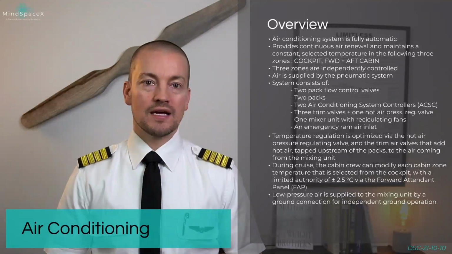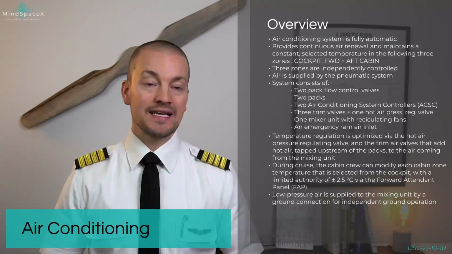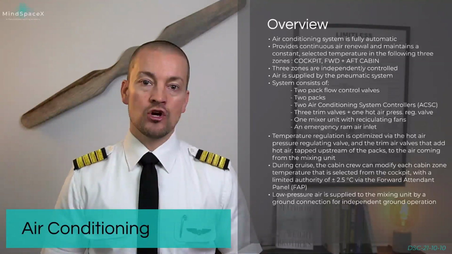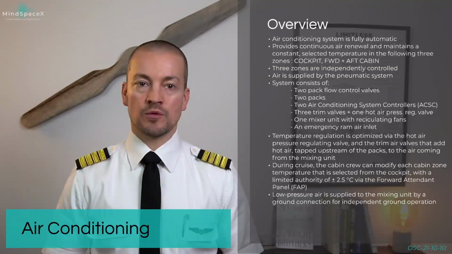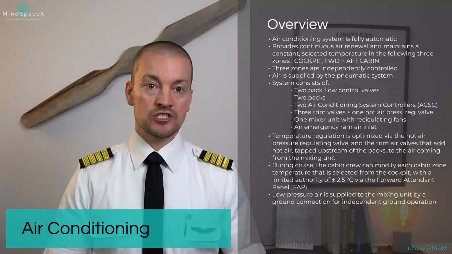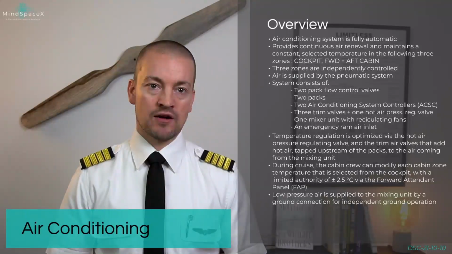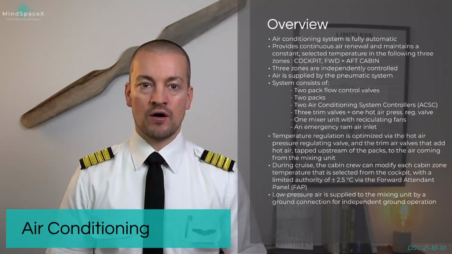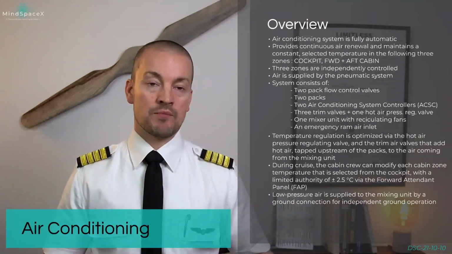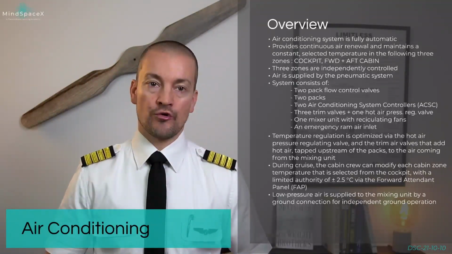On the ground, the aircraft can become independent in terms of bleed air by using a low pressure ground air unit. This unit will supply pre-conditioned air-conditioned air to the mixer unit directly into the 3 zones in the aircraft. This is ideal if we're running an aircraft on the ground, for example, for maintenance, where we don't want to run the bleed system from an APU or from the engines.